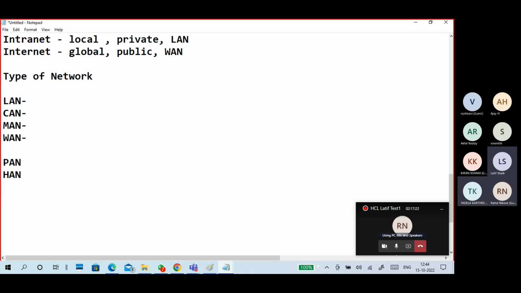LAN is a local area network. It is within the building, within the floor, within a room. Campus area network is within the campus. MAN is within the metro, within the city. Wide area network is global, anywhere from any network.